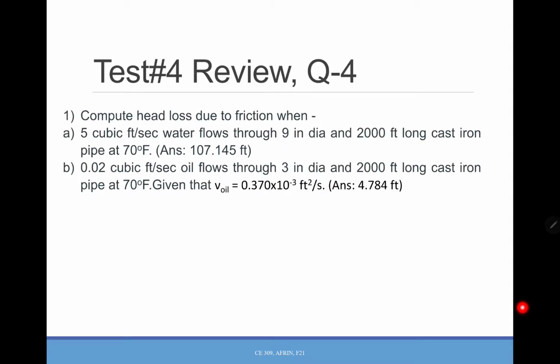Let's go to the next question. Compute head loss due to the friction. That means you need to calculate the major head loss for this one. For these two, since it's major head loss, you need to use the Darcy-Weisbach equation, f L over d times v squared over 2g. The only problem is, everything is given, it's just that you don't know the friction factor.